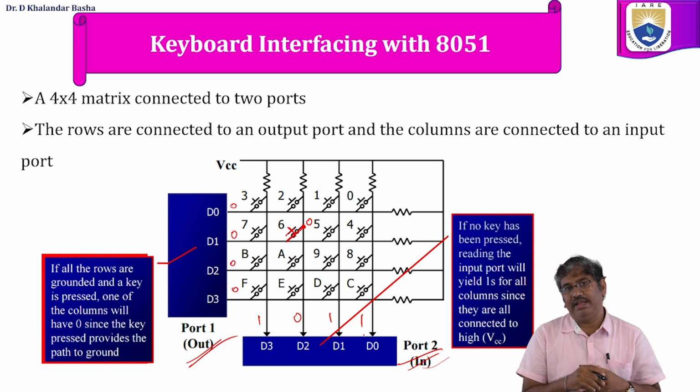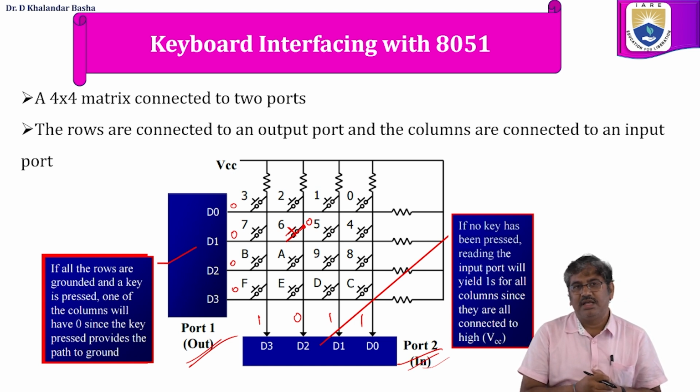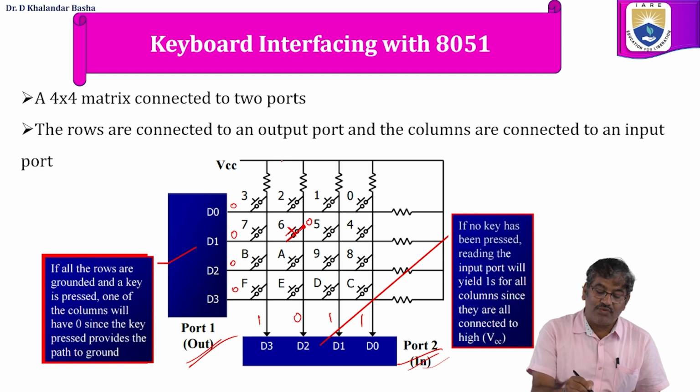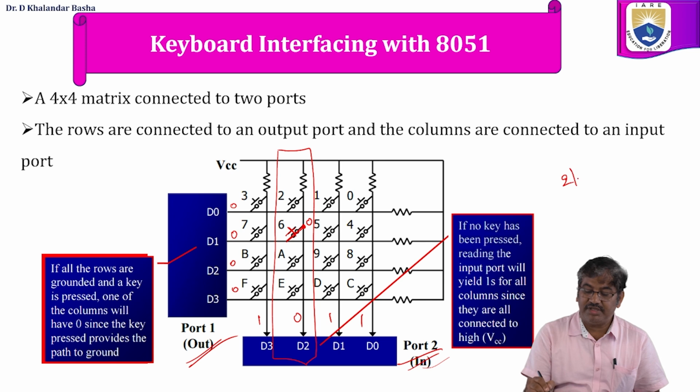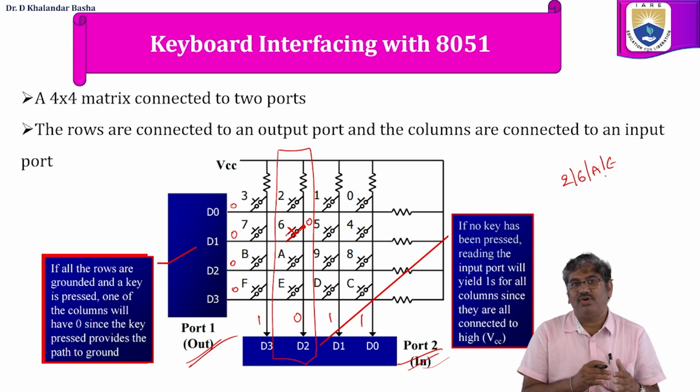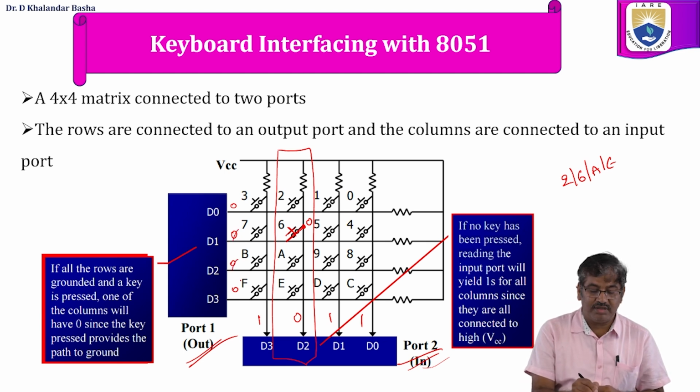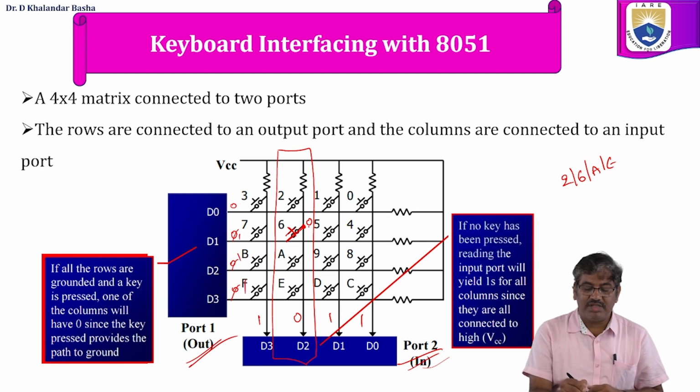So if you read any column as 1, it indicates the switches connected in that column are not pressed. If any column is read as 0, it indicates one of the switches is closed. Which switch is closed? It can be 2, 6, A or so on. To find out, you send 0 to one row and keep the remaining rows as 1. Because the other rows are 1, even though the switch is connected, the column will be pulled to 1. So now you get all the values as 1.